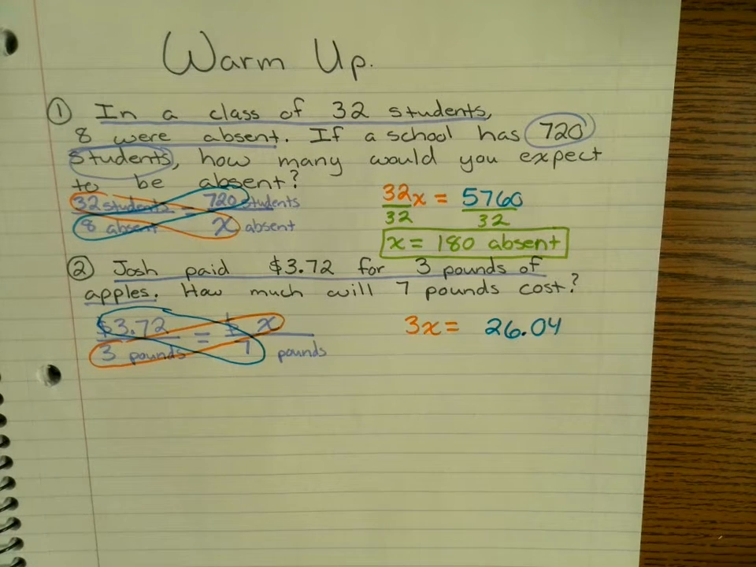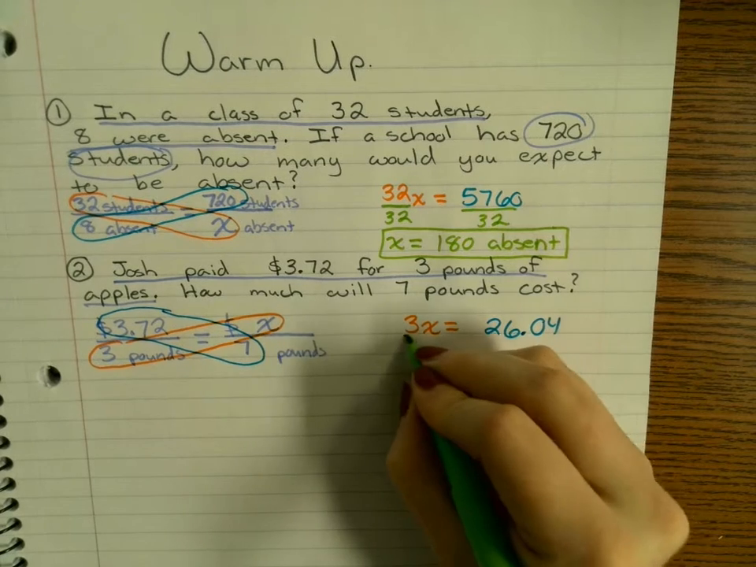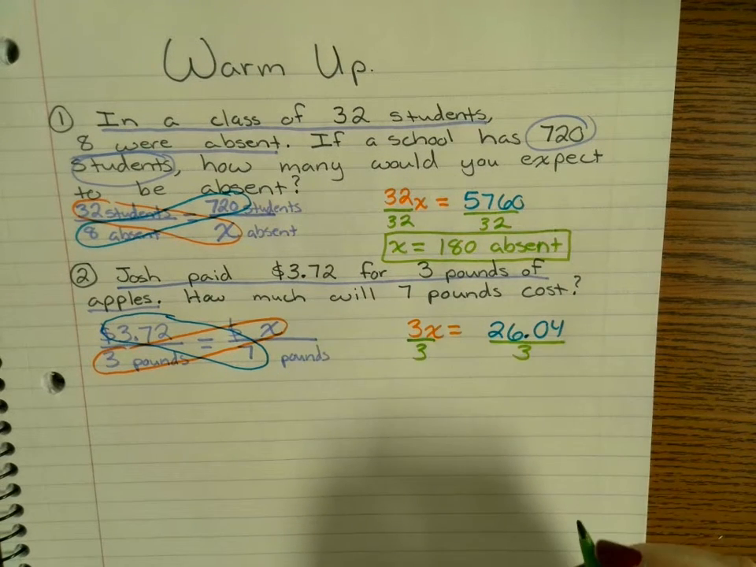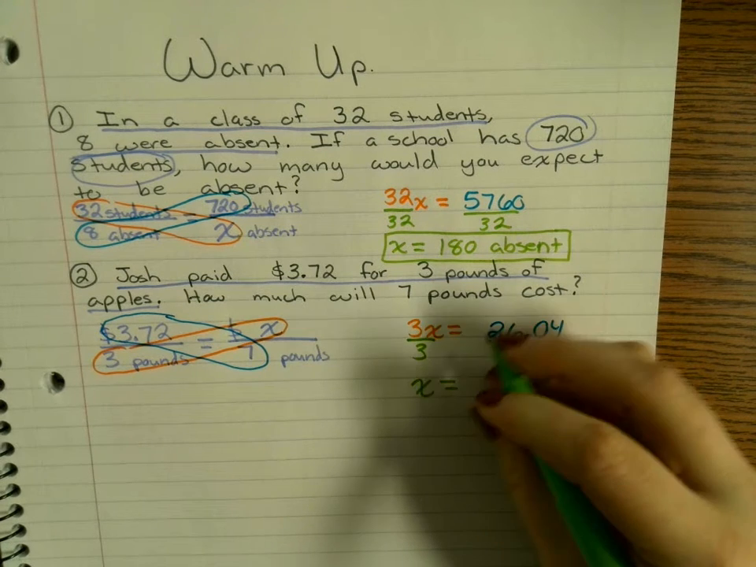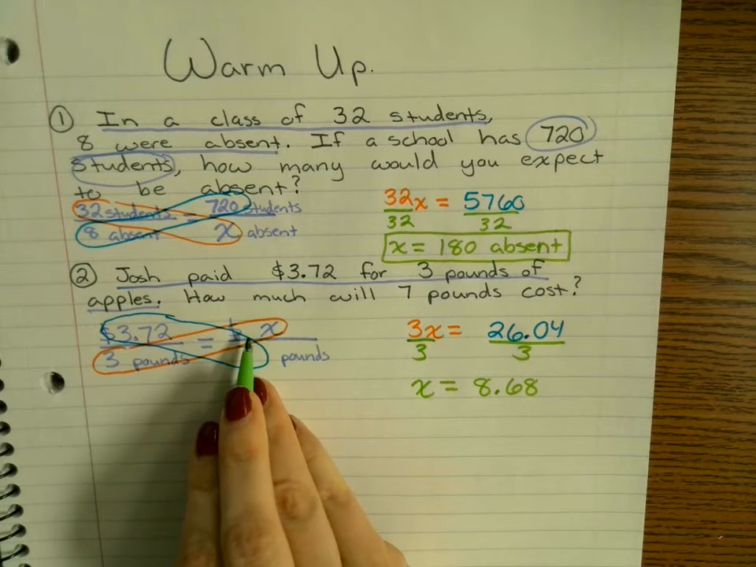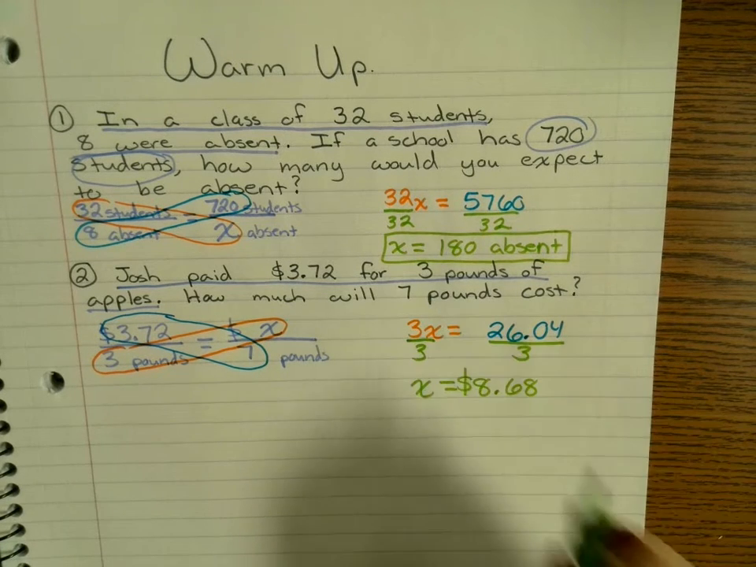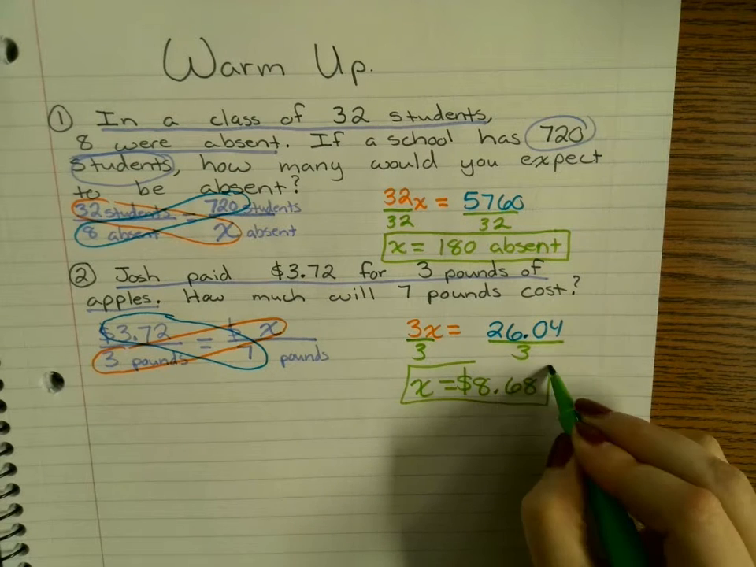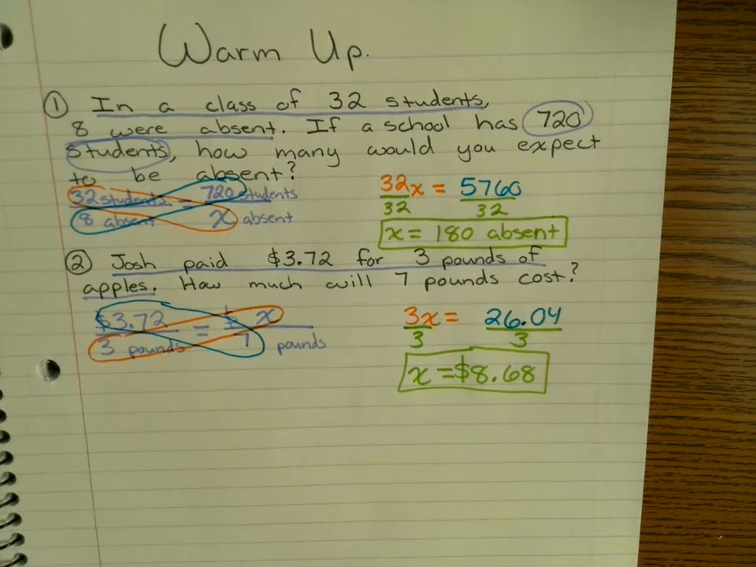And then our last step is to divide both sides by 3, and that's going to give us x equaling 8.68, and this is going to be money. So it's $8.68 for the price of 7 pounds. Okay, any questions?